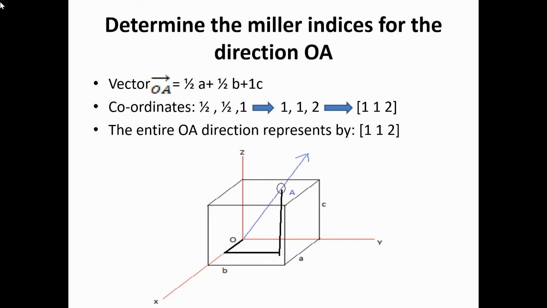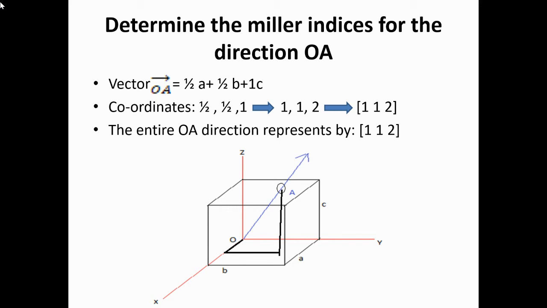From the origin you have to go half times of the unit cell edge length of the x-axis, that is half times of A, half times of B, and full 1 times of C. Then you can locate any point within the unit cell. So the coordinates are half, half and 1.